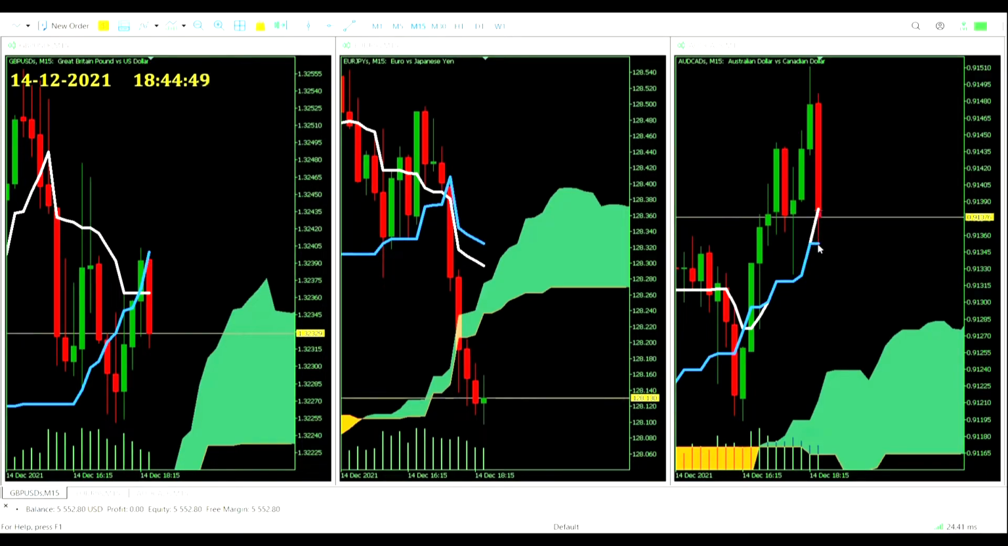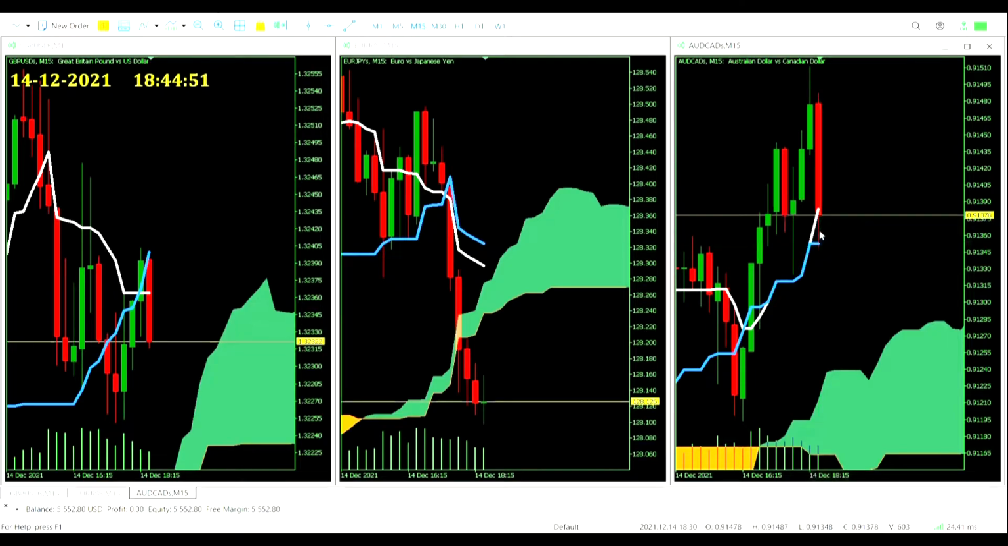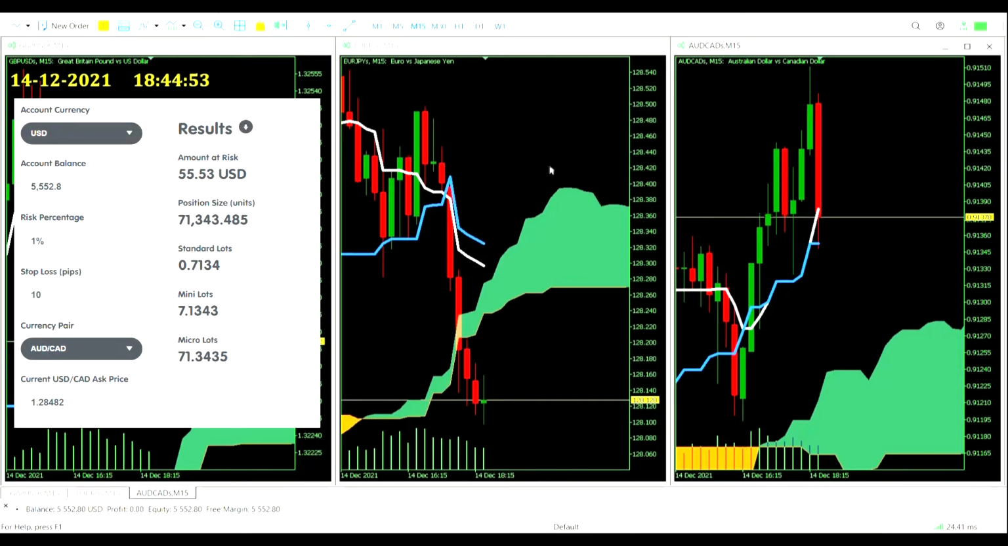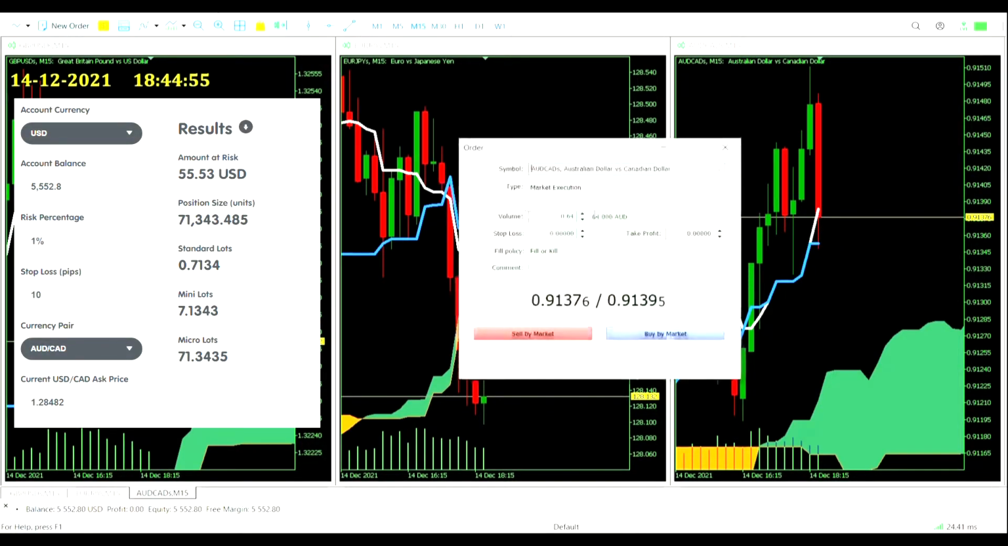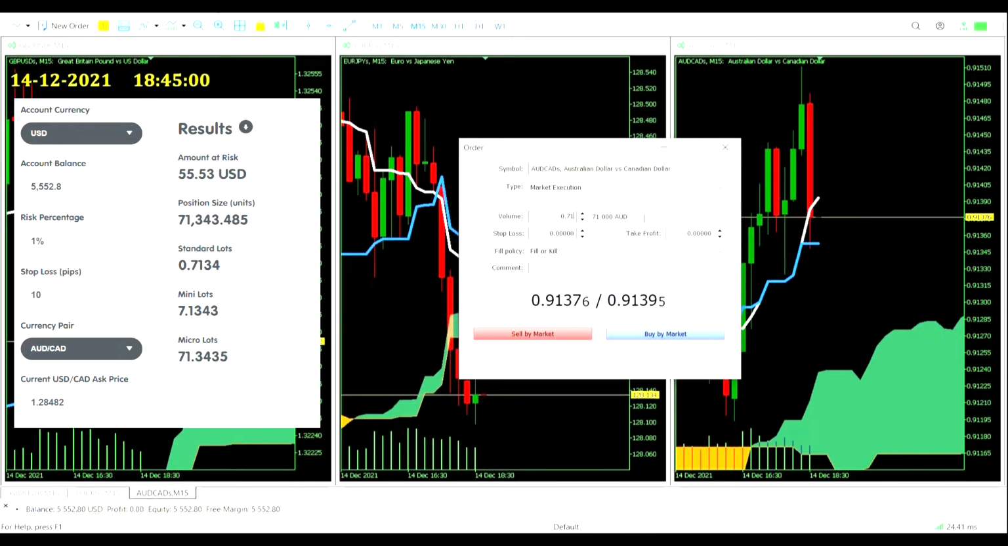It was even flirting with the idea of closing beneath the KIJUN sen line. Pulled back from there now. Just a few seconds to go. You can see exactly how our risk is calculated on screen. And so it's 2 sub trades at 0.71 standard lots with a 1% risk to each of them.